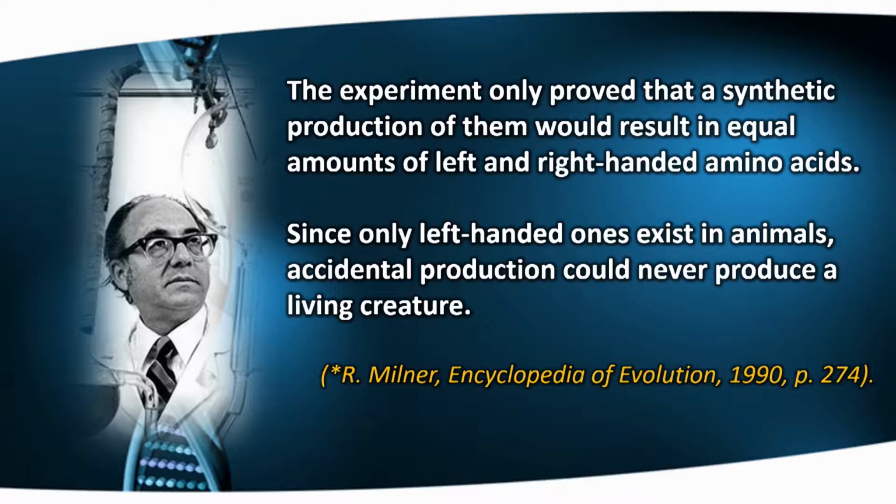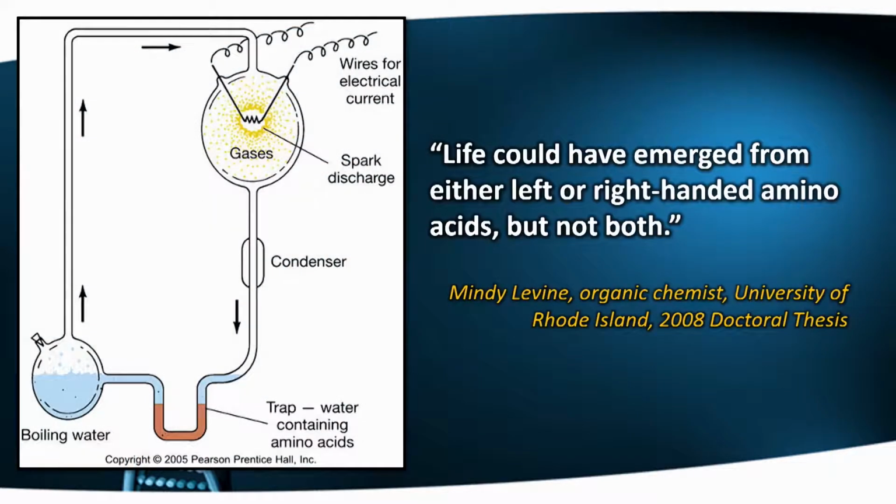Not only that, but the amino acids were totally dead. Life could have emerged from either left or right-handed amino acids, but not both. Now remember, in this cycle that Stanley Miller trapped what was formed, but where was the trap in real life? Where was this trap on the Earth?